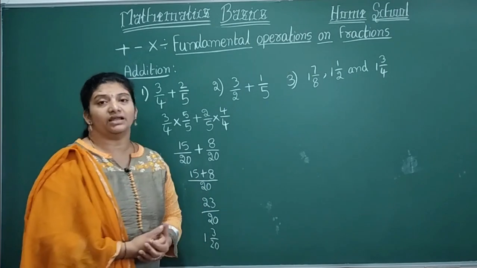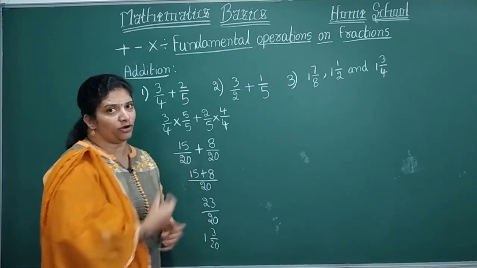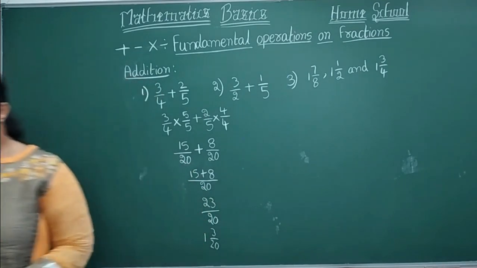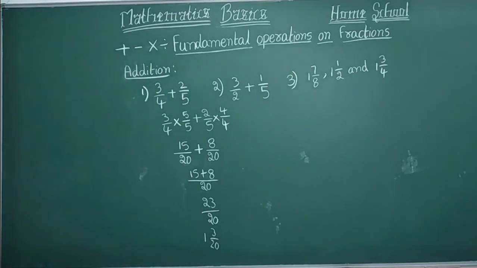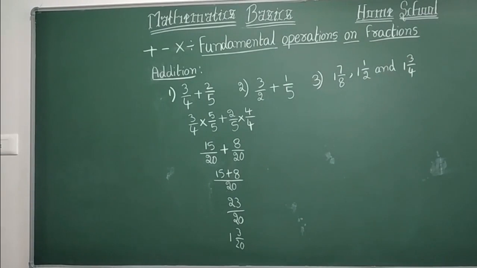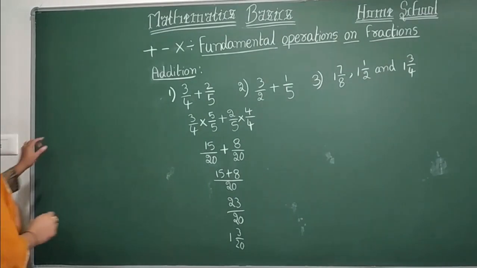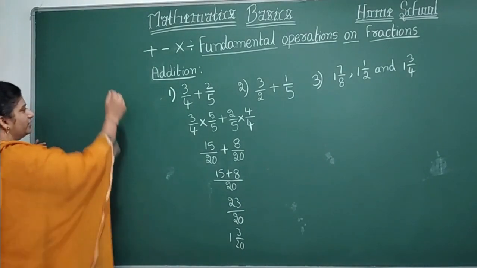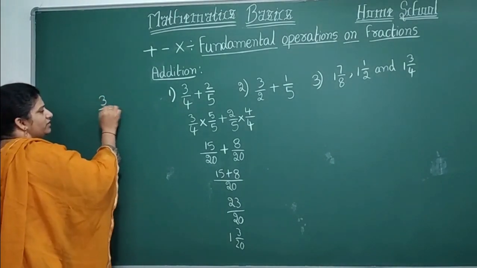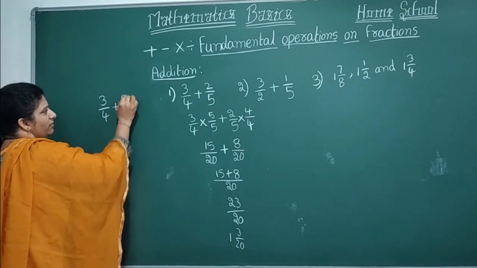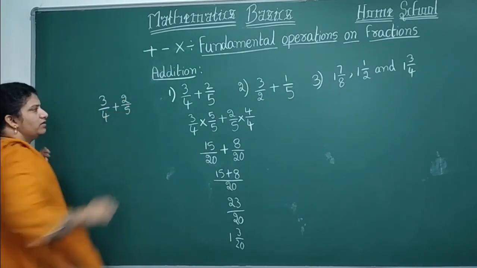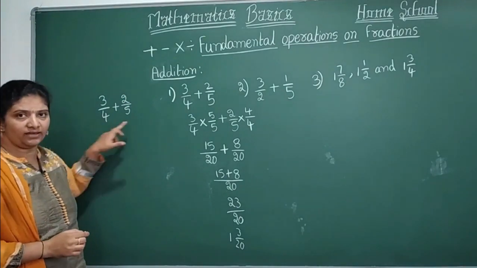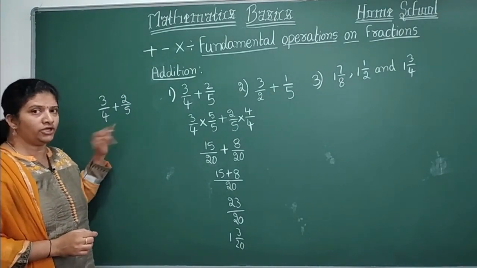What is another method of doing the same problem? Let's see another method of doing this. Observe here children, the same problem we do in another method. That is 3 by 4 plus 2 by 5. Observe the denominators first. Here we have 4 and here 5. So what do you need to do?